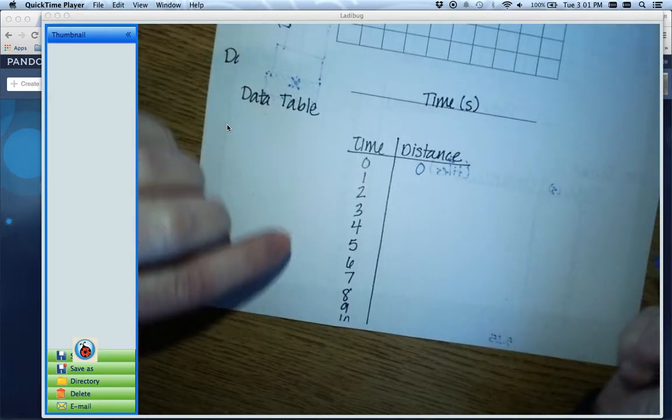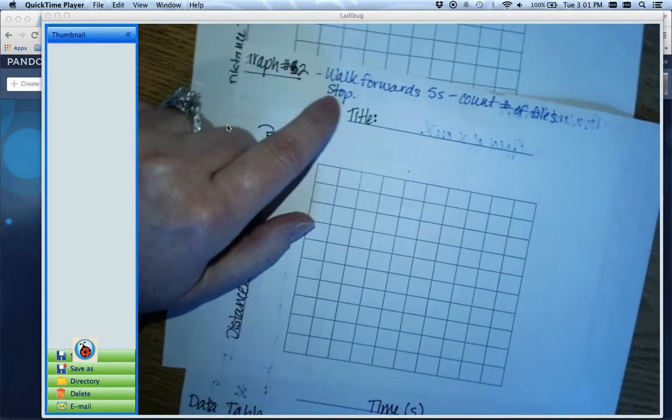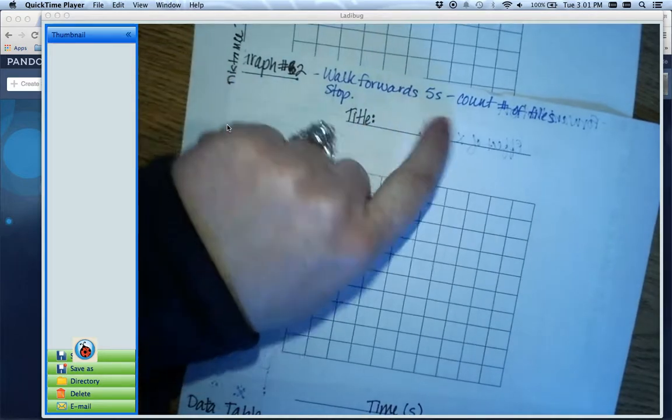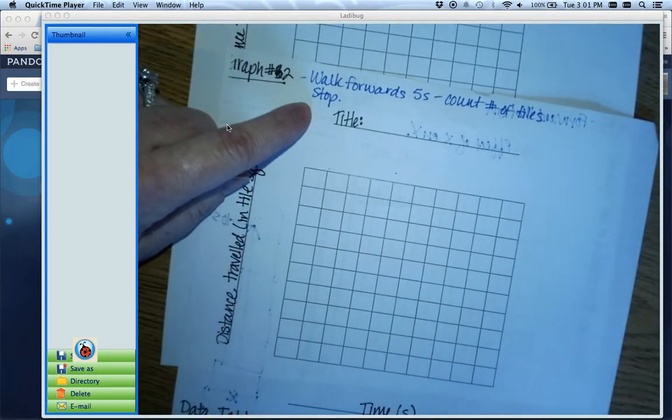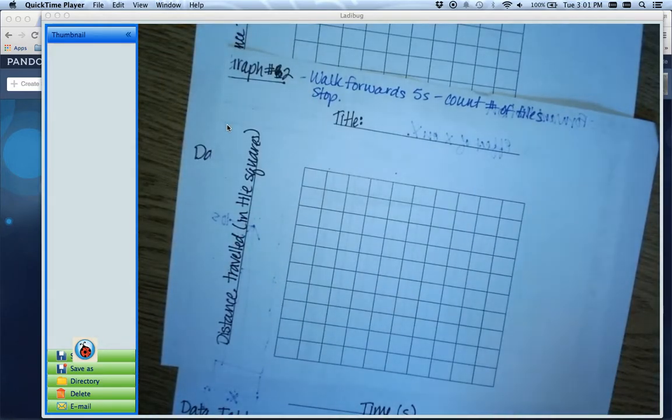Again, this one you're walking forward for 5 seconds. You're going to count the number of tiles for each time, and then you're going to stop, until that timer has gone off for 10 total seconds. That's what you're going to do.